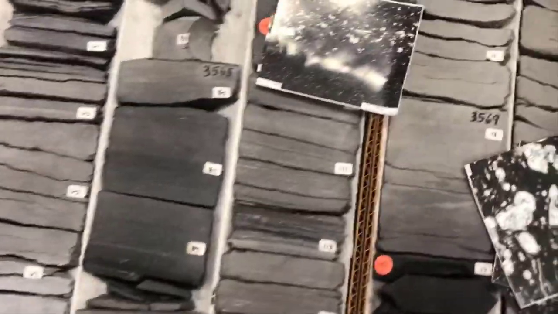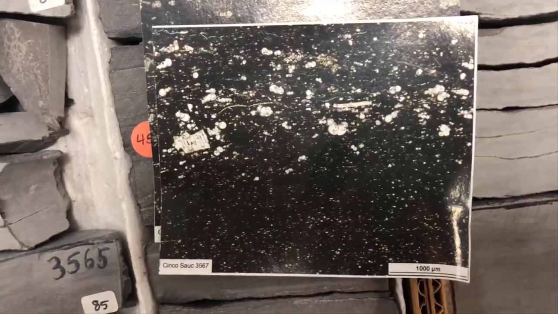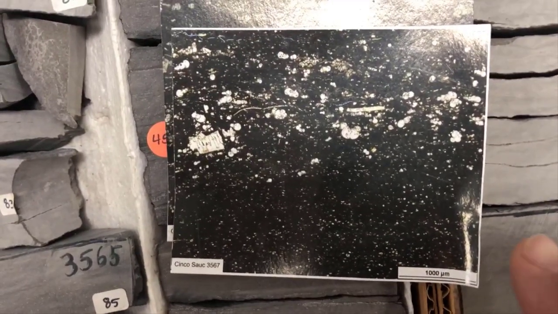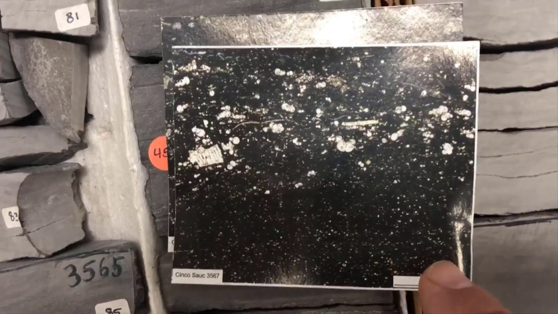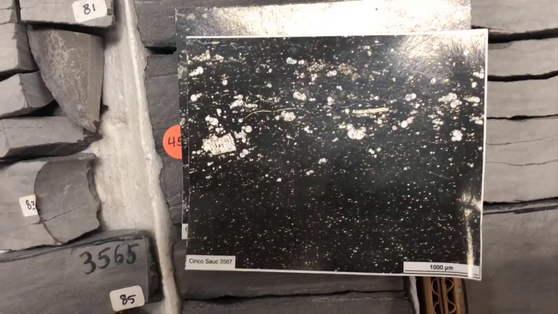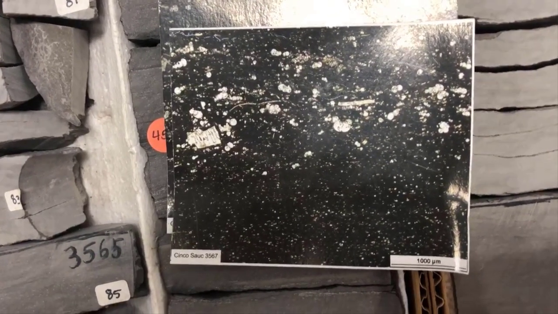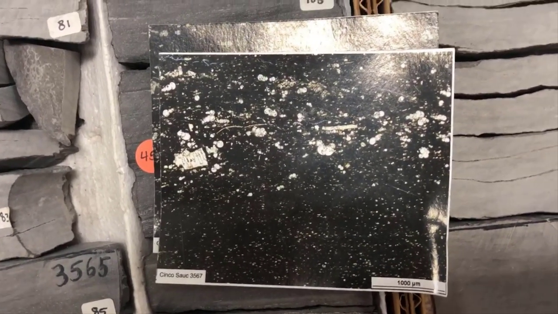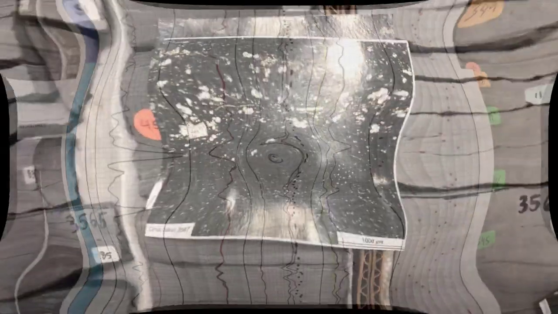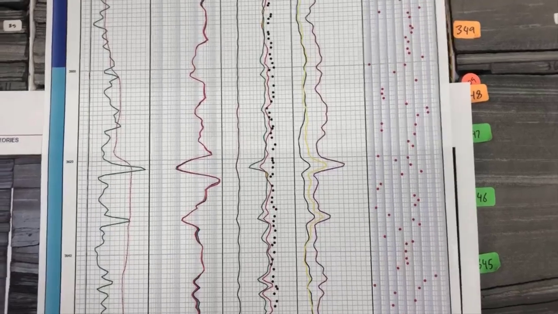On occasion, we're going to be looking at thin sections like the ones shown here. These are thin sections at a scale of 1,000 micrometers, just to indicate the scales, the micro features of these rocks, the special analysis that is performed on them. I'm going to show you something very interesting about this core log integration.